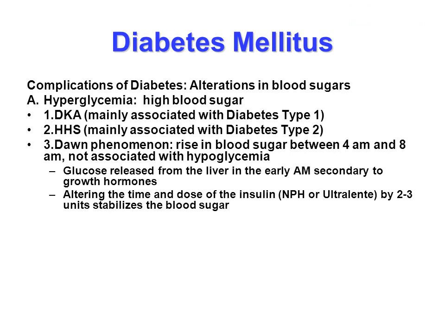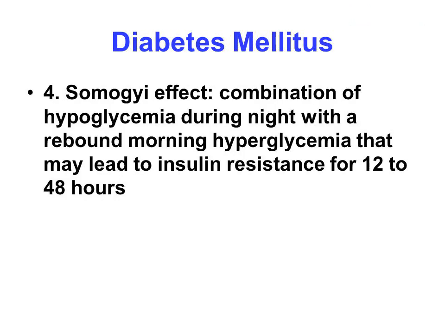3. Dawn phenomenon, rise in blood sugar between 4 am and 8 am, not associated with hypoglycemia. Glucose released from the liver in the early am secondary to growth hormones. Altering the time and dose of the insulin, NPH or ultralente, by 2 to 3 units stabilizes the blood sugar. Diabetes mellitus. 4. Somogyi effect, combination of hypoglycemia during night with a rebound morning hyperglycemia that may lead to insulin resistance for 12 to 48 hours.